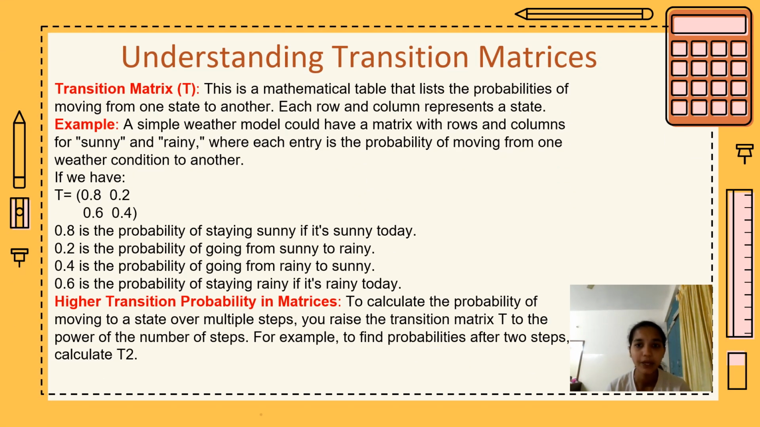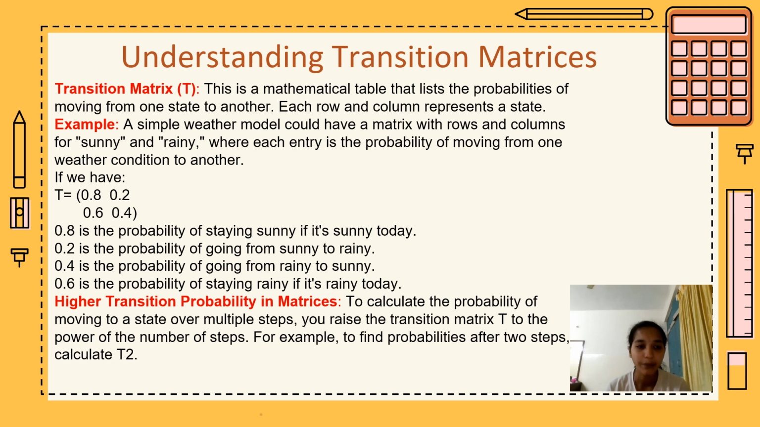Understanding transition matrices. Transition matrix. This is a mathematical table that lists the probability of moving from one state to another. Each row and column represents a state. Example, a simple weather model could have a matrix with rows and columns for sunny and rainy, where each entry is the probability of moving from one weather condition to another.